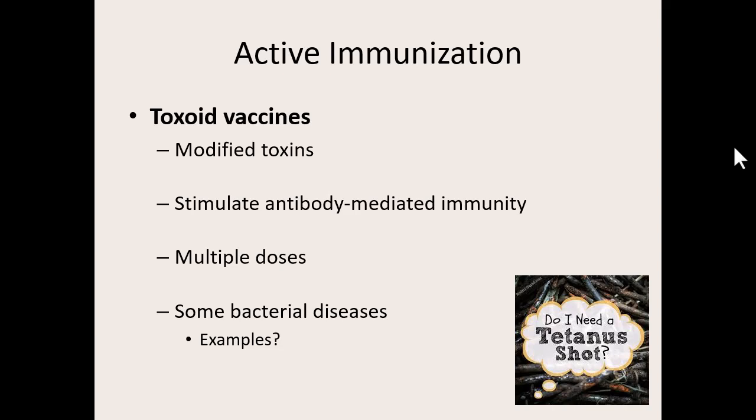Now, because toxins are quite small, they don't have a lot of pieces to them. They don't have a ton of different things to really wake your immune system up. Because they are so small, they have so few antigens, they do generally require multiple doses. Two common vaccines that you get that vaccinate you against a toxin are tetanus and, let me see if I can spell it right, diphtheria.